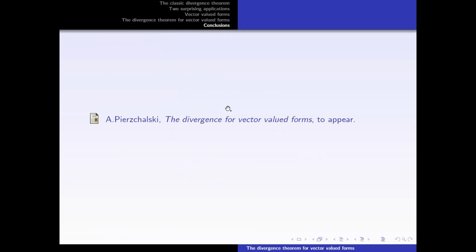The result will appear in the paper, the divergence for vector valued forms, which is to appear. Thank you very much for your attention.